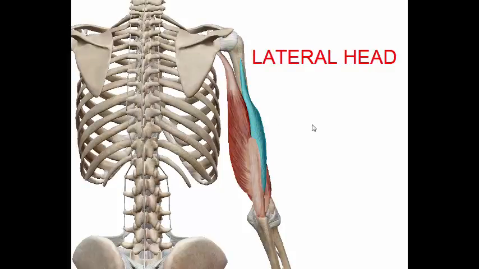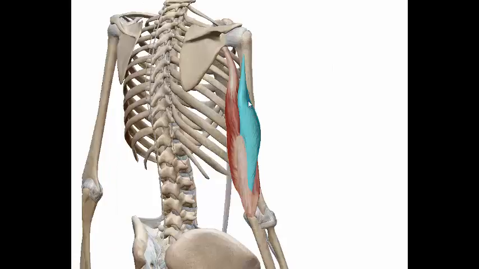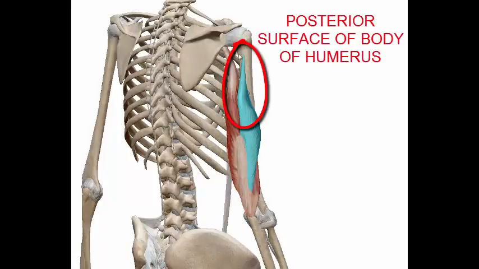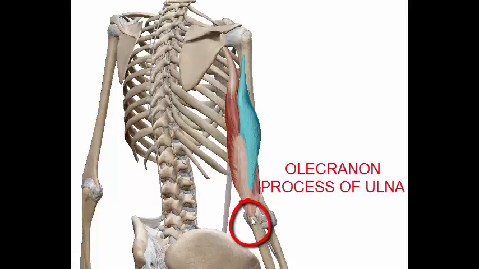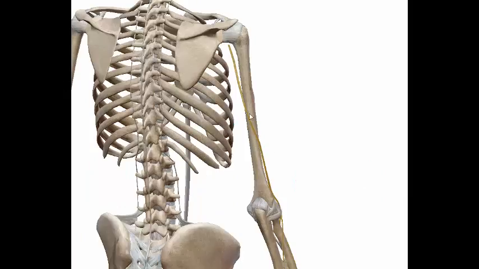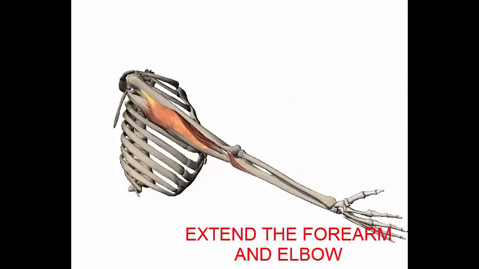The lateral head of the triceps brachii starts at the posterior surface of the body of the humerus and inserts into the olecranon of the ulna. The nerve innervation is the radial nerve, C6 to C8. The action is to extend the forearm at the elbow.